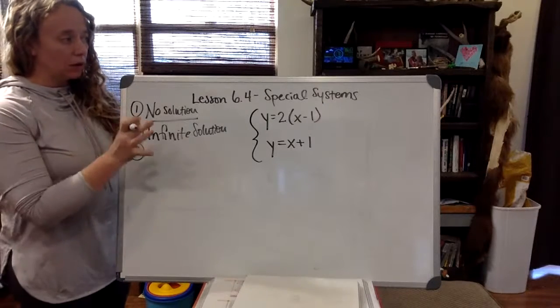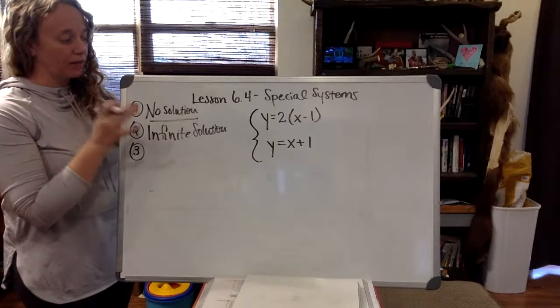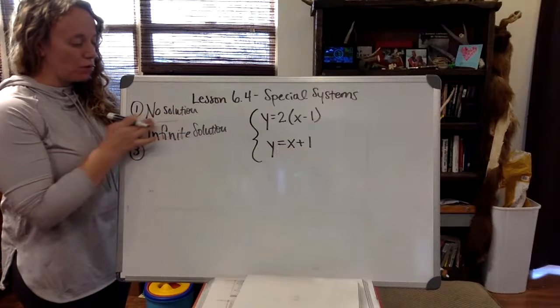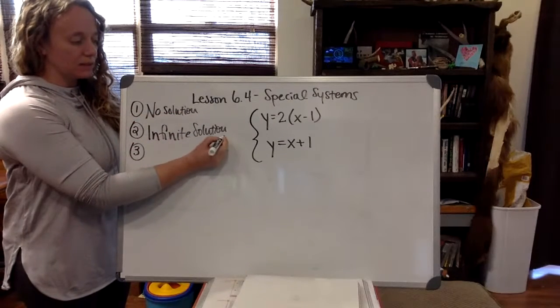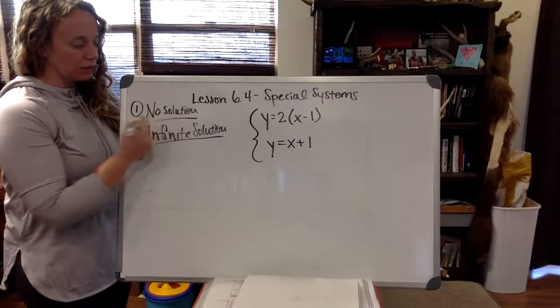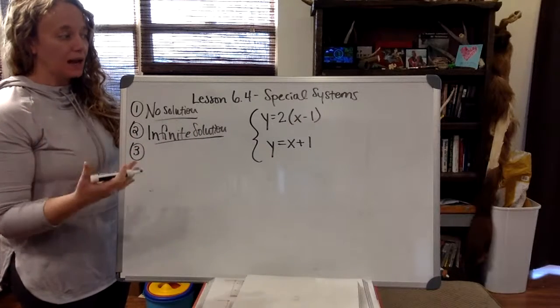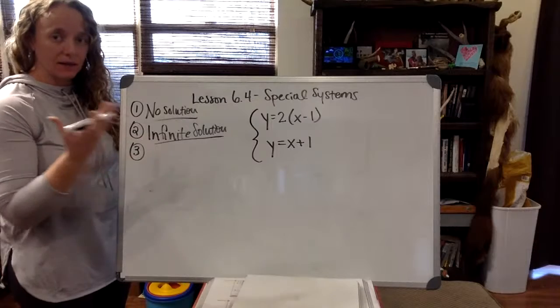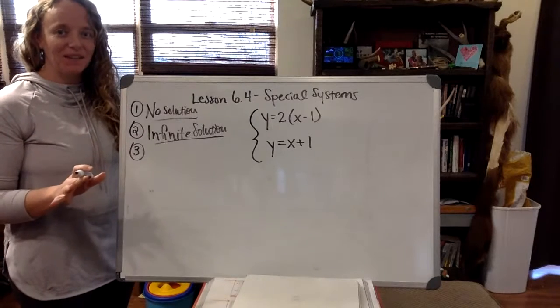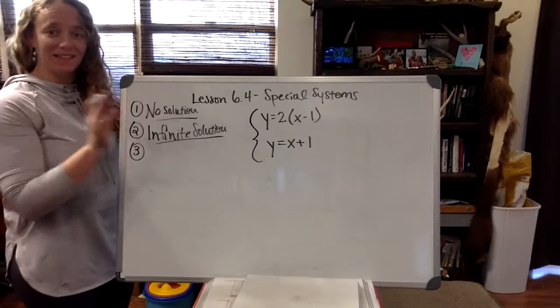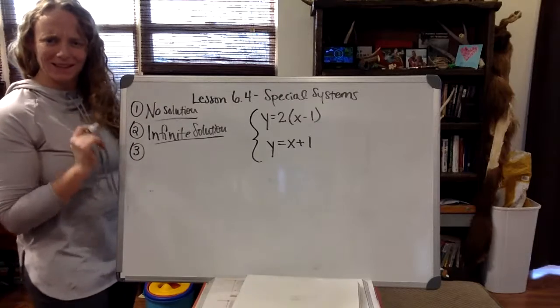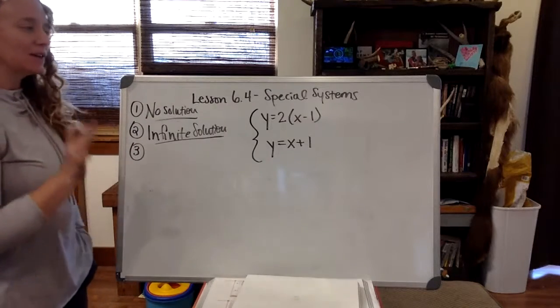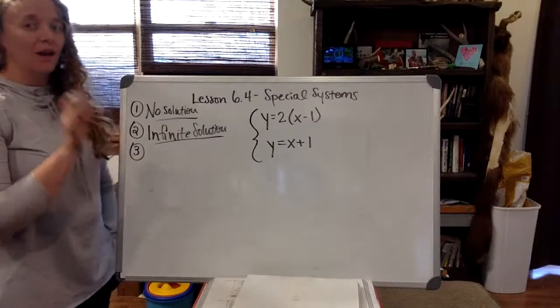Here we go. So solving special systems. We have systems that have no solution. We have systems that have infinite solutions. Those were our last two videos. And now we are going to be looking at our last scenario, and it's one that we've been dealing with for the last like 3 lessons, like 6.1 through 6.3. So this is one that you should be familiar with.